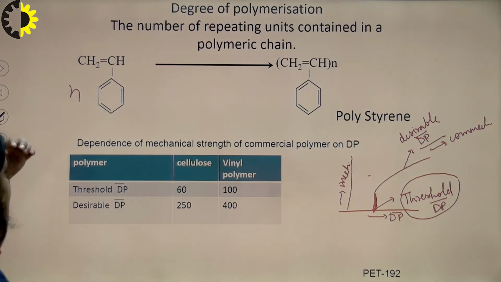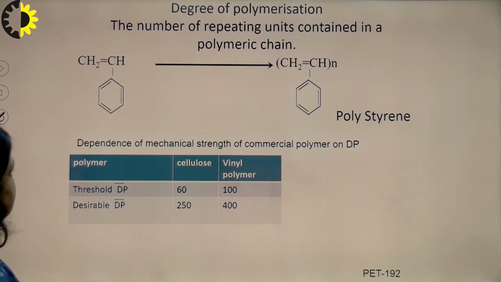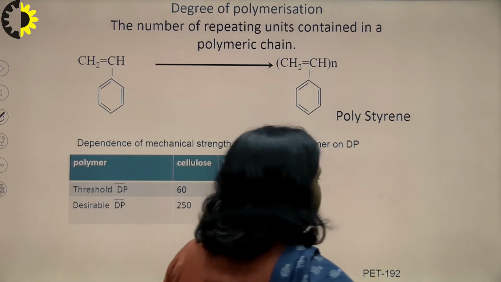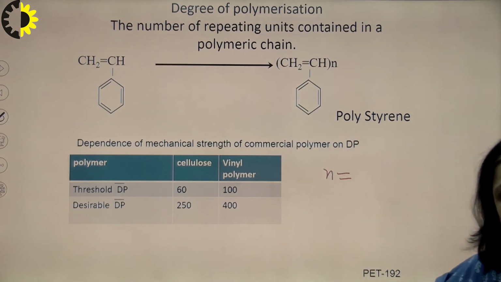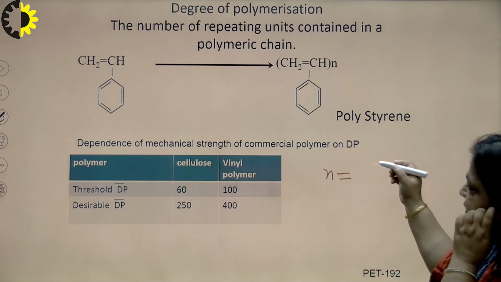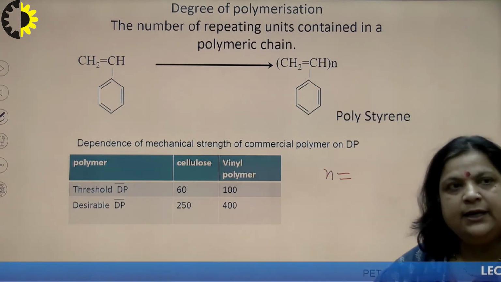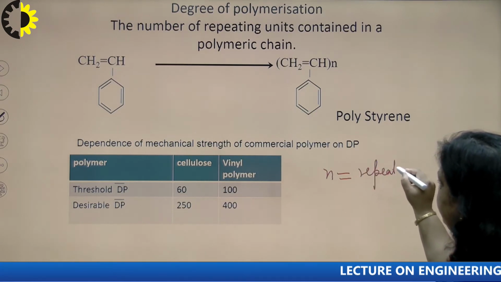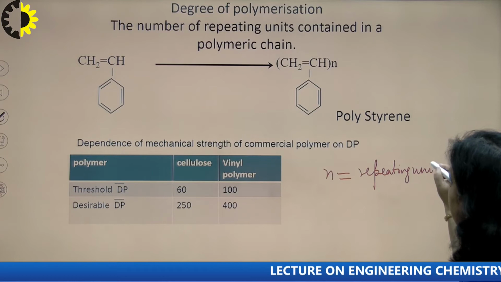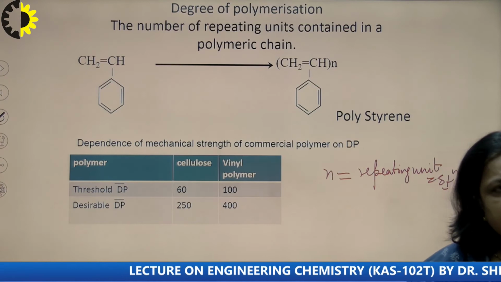Now, suppose the examiner asks to calculate the degree of polymerization. It is clear that the degree of polymerization N is the number of repeating units. If the monomer is of a single type, then the number of repeating units will be the structural unit, because one unit is repeated again and again.